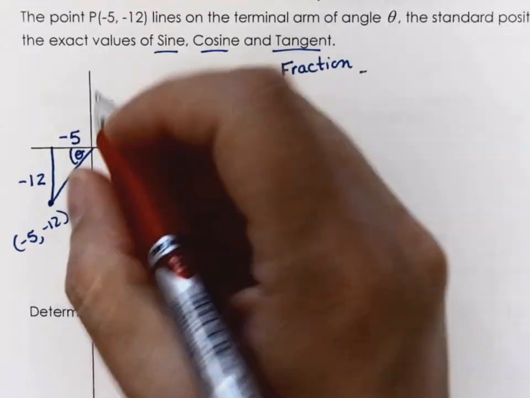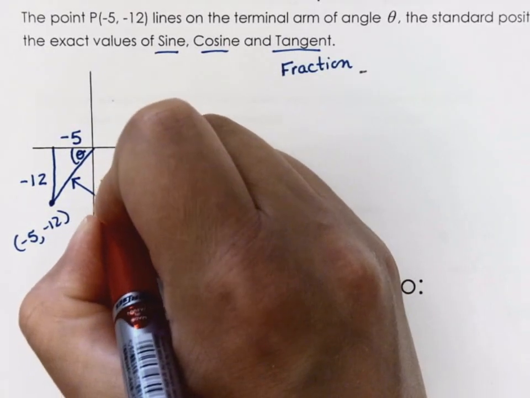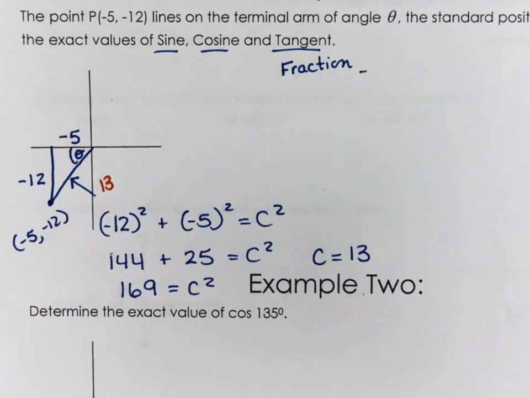So let me draw that in. That's 13. Just switching my colors so we can see it. So the hypotenuse has a measurement of 13. And remember that the hypotenuse will always be positive no matter what quadrant you're in. It's always going to be positive. So now we're just doing the trig ratios.